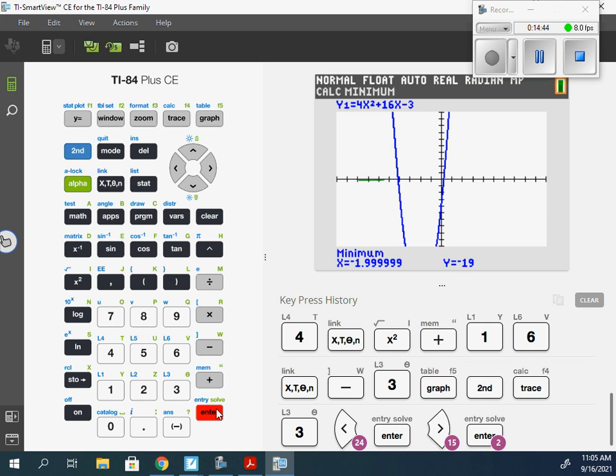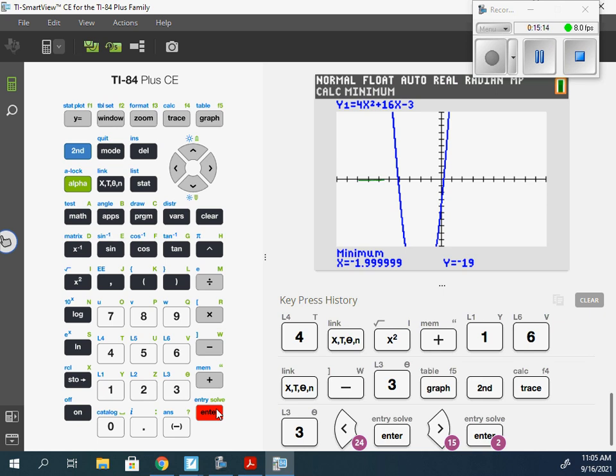So we have the minimum is at negative 1.9999999. Well, what is the x value at the minimum? Did anybody else get negative 2 point, a whole bunch of zeros, and then I think a 2? Yes? Well, these are the same thing, aren't they?